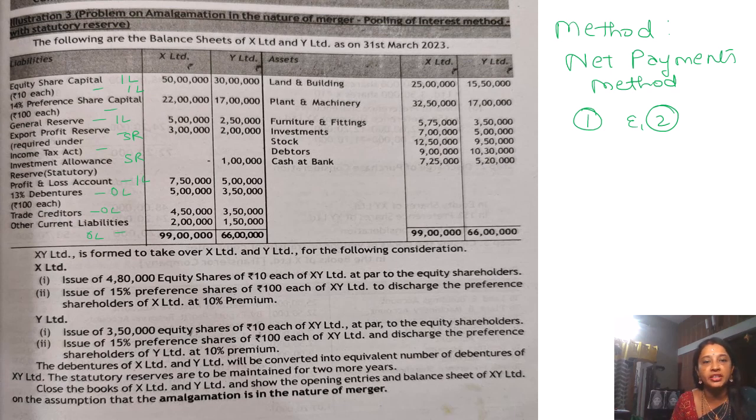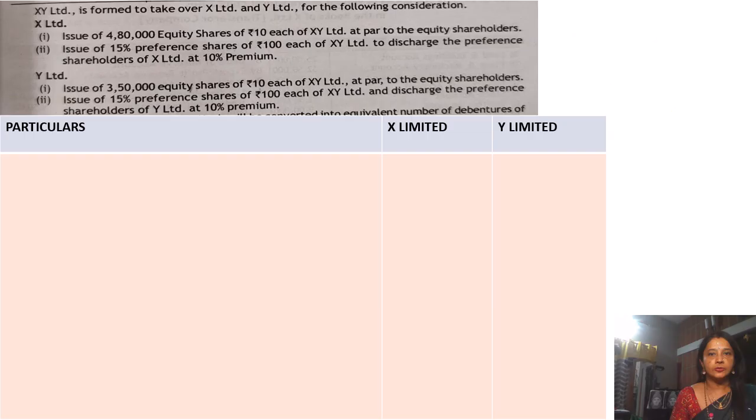Statutory reserves are to be maintained for 2 more years. You have to close. We will not talk about what is required. In exam, you please do whatever is required. Here I will be doing everything. I will be showing you closing entries in the books of X, closing entries in the books of Y, opening entries in the books of XY, and then balance sheet in the books of XY. Let us calculate. So let's calculate purchase consideration under net payments method.